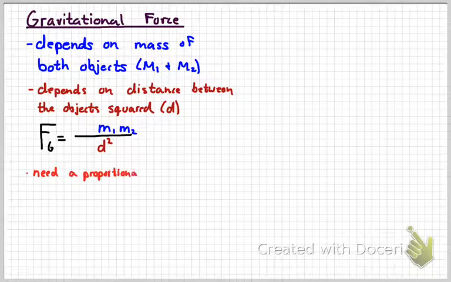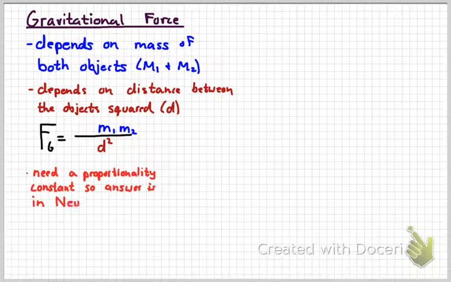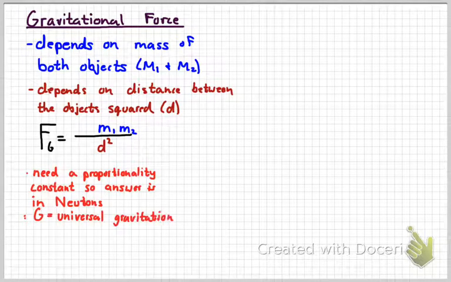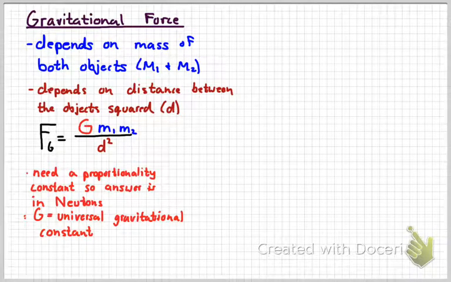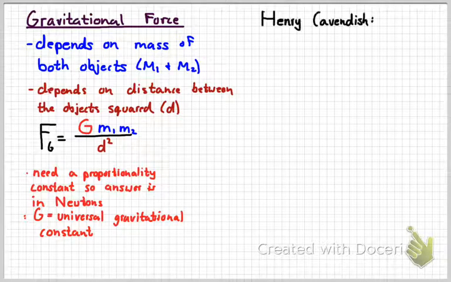Now in order for our answer to come out in newtons, we need some sort of proportionality constant in that equation. So that proportionality constant, we're going to give the symbol big G. It's called the universal gravitational constant, and we're just going to put it right in there. Now we have this equation. The last thing that we need to do is actually figure out what the size of big G is. It doesn't depend on anything more fundamental. It's something that we have to measure.